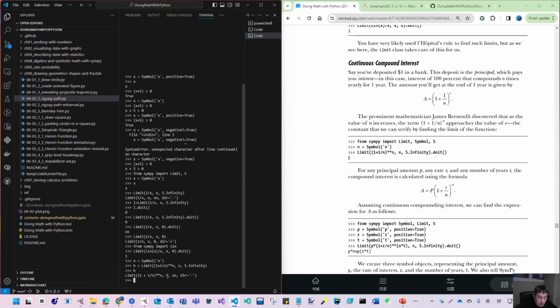Then what is b? b is like here. So when we go to positive infinity, it is approaching from the negative side. So that is the dir part. Then let's do the b dot.